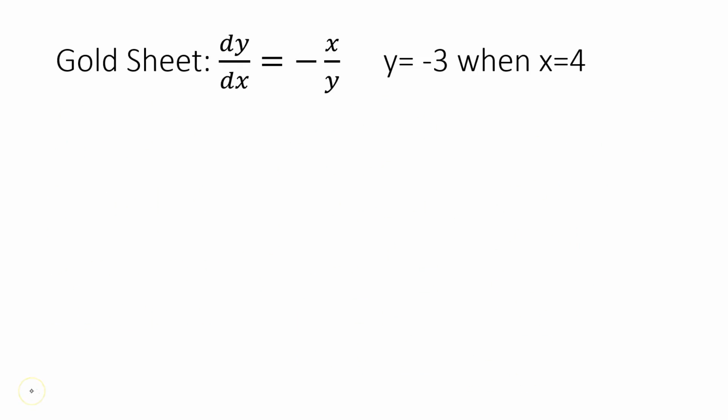Moving on to another example. This is another example from the gold sheet. And if you'd like to try this on your own, you can give it a shot. Try separating the variables. This one is pretty straightforward. And solve for the c value. And then just remember to consider which part of the solution do I want. So if you want to give that a shot, go ahead and do that right now.